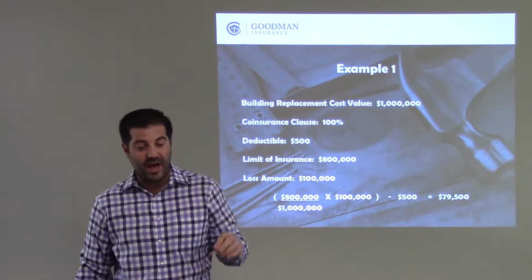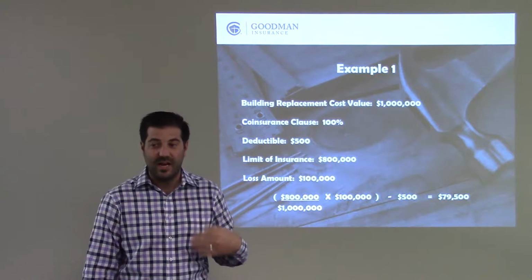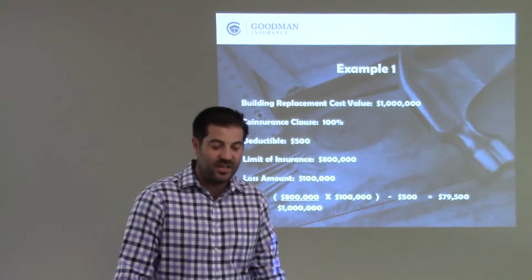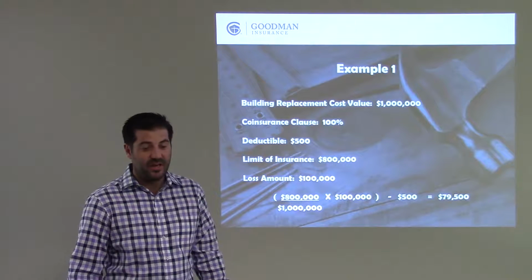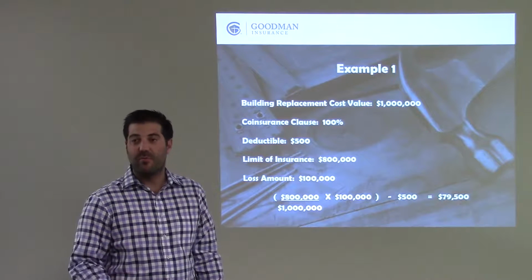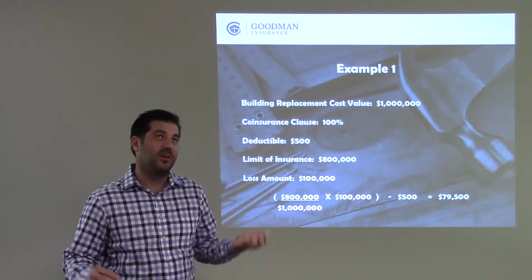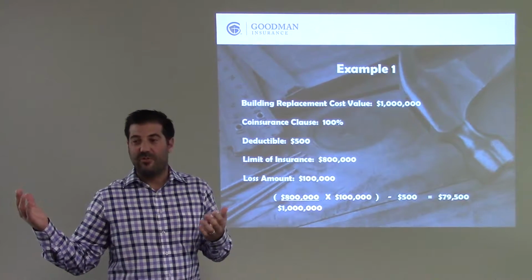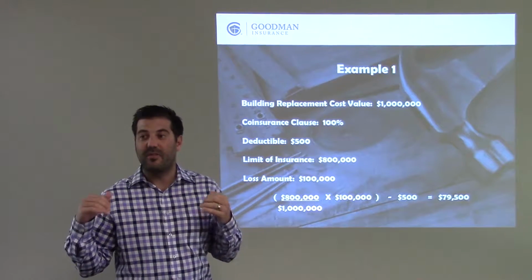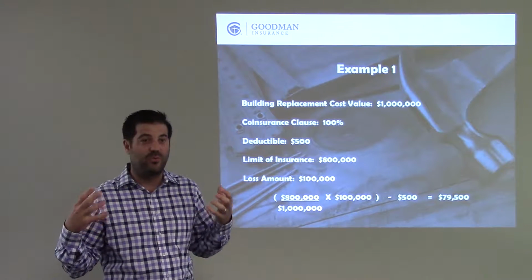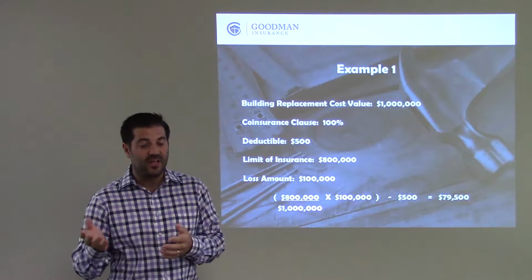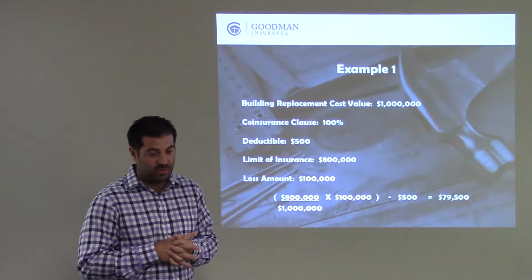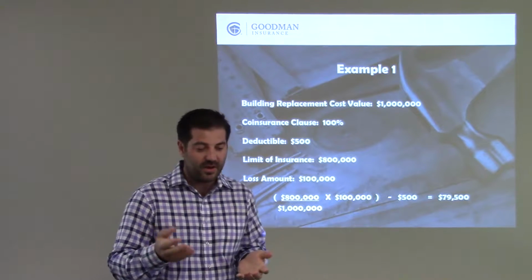Okay? So we're going to run through a couple examples. We're going to go through 100% coinsurance, 90%, and 80% coinsurance. So let's say the replacement cost on the building is $1 million. And again, important to remember, we're not talking about if this building could sell on the market for $2 million, we're talking about the cost to replace this building, so the actual value of the building, not real estate value. So if it was $1 million and there was 100% coinsurance on it, the deductible is $500.